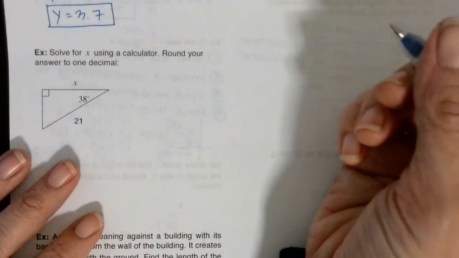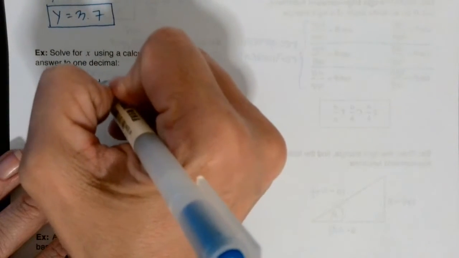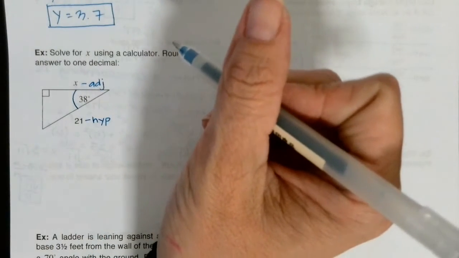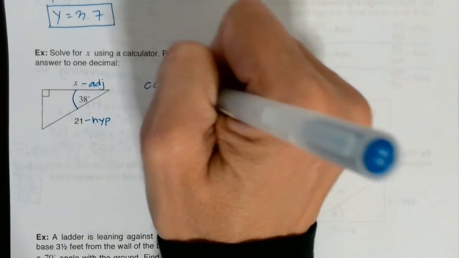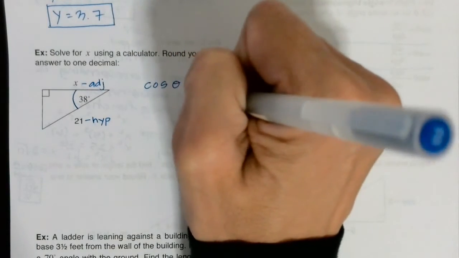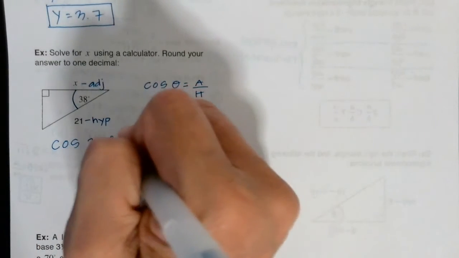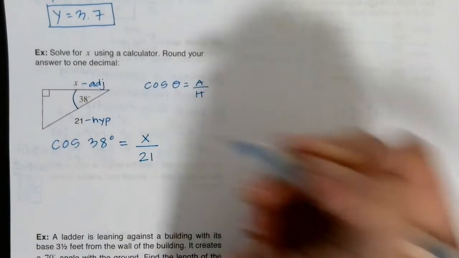Alright, this one says solve for x using a calculator. Round your answer to 1 decimal. So the angle that they give us is 38 degrees. So this is actually the adjacent side because it's touching, and then the longest side is always the hypotenuse. So this is actually going to be the cosine of the angle, because cosine of theta, any angle, is adjacent over hypotenuse. So we take the cosine of 38 degrees, and we get x over 21.